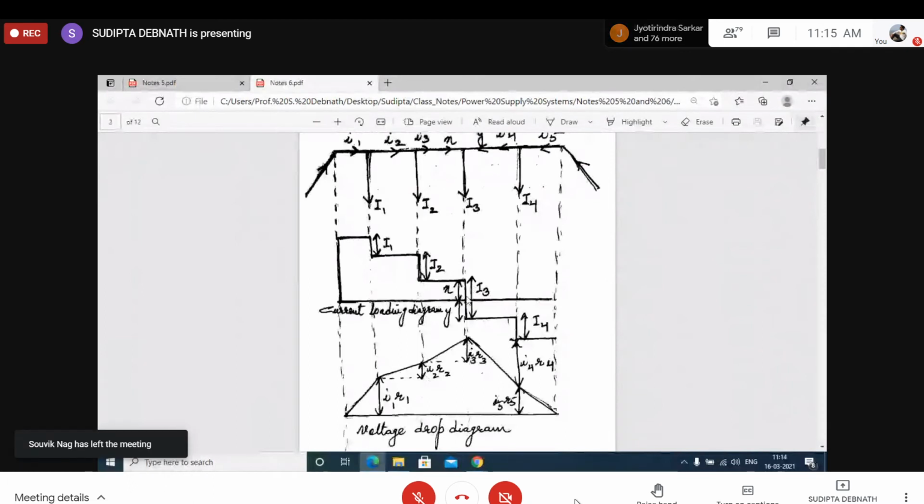Again, the voltage drop will decrease and it will become 0 at the other end. I have drawn this considering both end voltages to be equal. So the total voltage drop from one point to the other point is 0 because it is fed at both ends. Is this clear, all of you? Or any question you can ask?